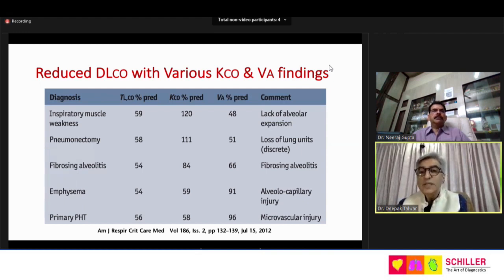But look at what is happening to KCO here. KCO is increased in inspiratory muscle weakness. Generally we take 120 and above as increased. 80 to 120 is considered as normal.